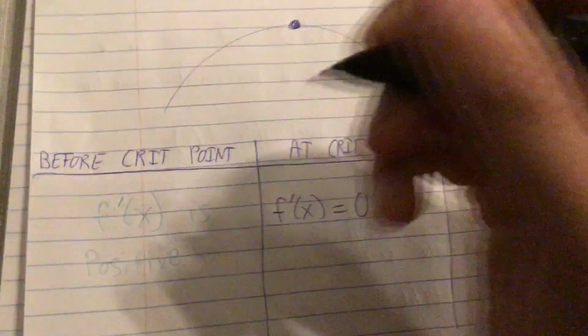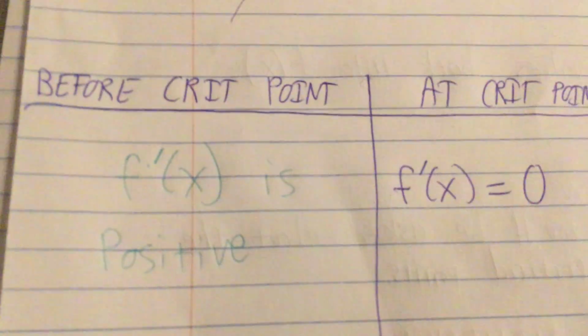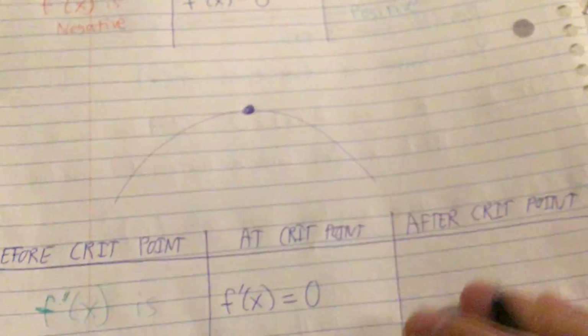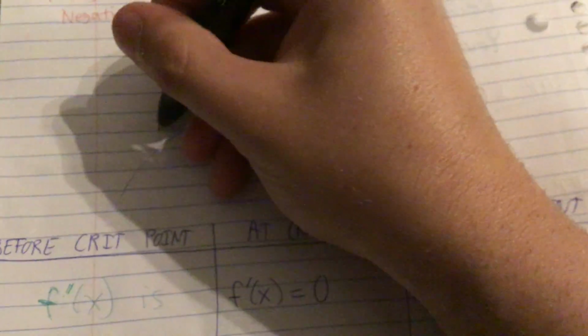Sorry about the blurriness. But before the critical point, f prime of x is positive. Let me make that a little bit darker. There we go. So f prime of x is positive before the critical point. Then, there we go, green.